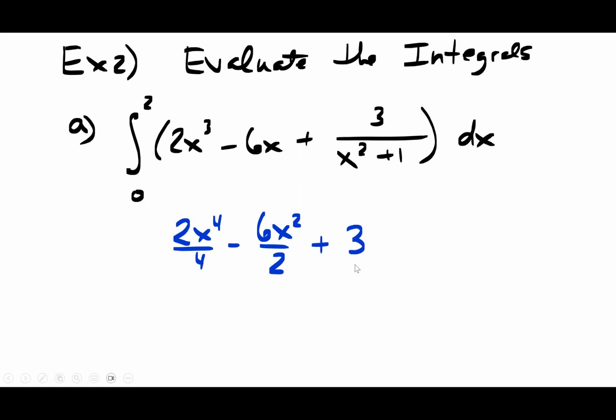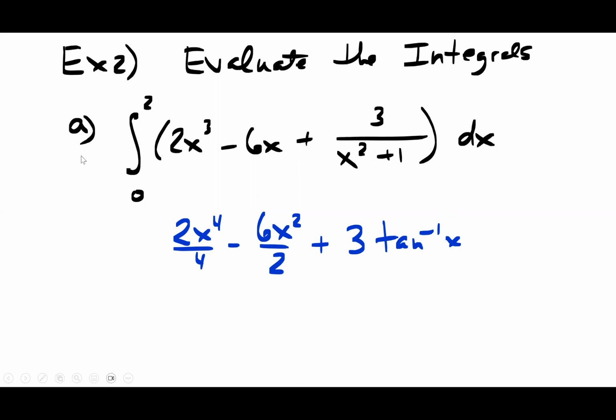So let's move the 3 out in front. Pretend there's a 1 there. Look at your derivative list. Anything that finishes off with 1 over x squared plus 1? Yes. Tangent inverse. Oh boy. Tangent inverse. When you take the derivative of it, it becomes 1 over x squared plus 1.